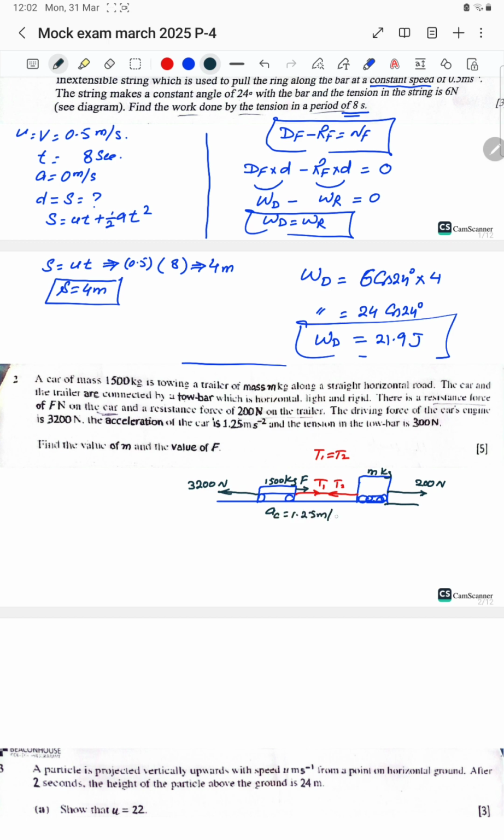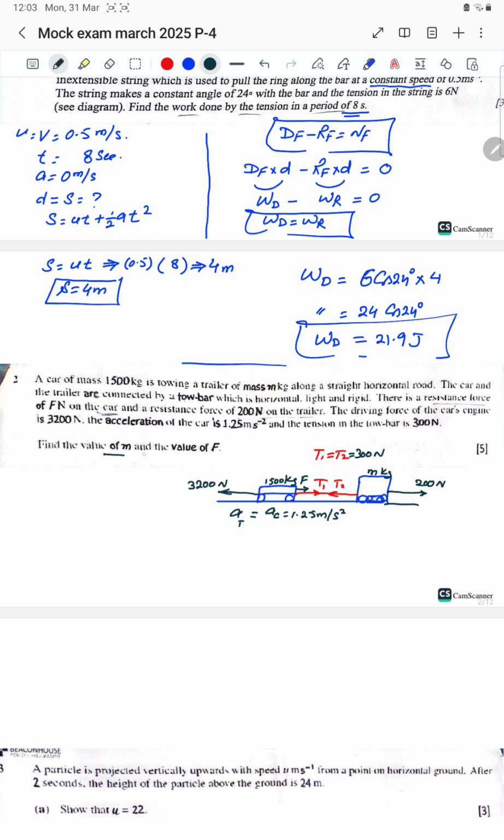1.25 meter per second square, and it will be the same for the trailer, because with whatever acceleration the car moves, the trailer will move accordingly, because there is a rigid tow bar fixed to both the car and the trailer. So acceleration for both cases will remain the same, and the tension in the tow bar is given to be 300 Newton.